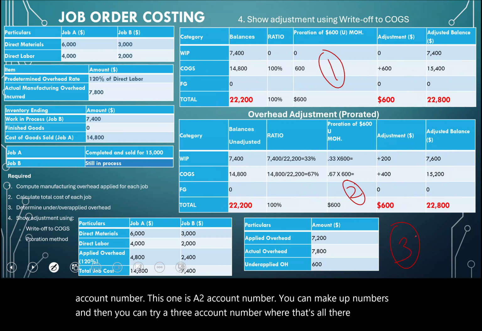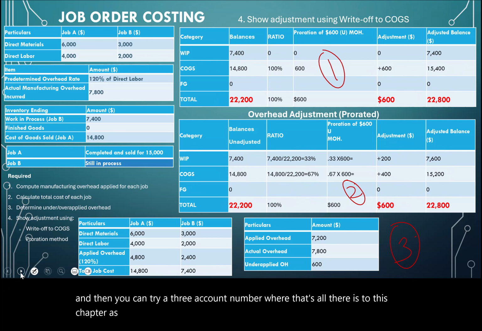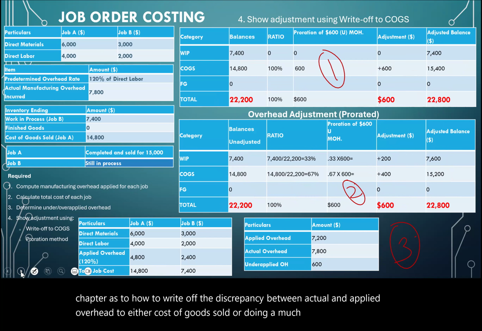But that's all there is to this chapter: how to write off the discrepancy between actual and applied overhead to either cost of goods sold or doing a much more elaborate one, which is the proration method.